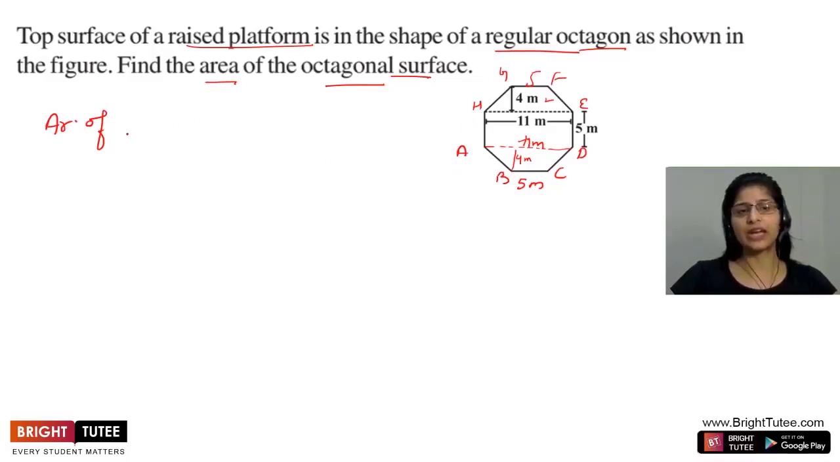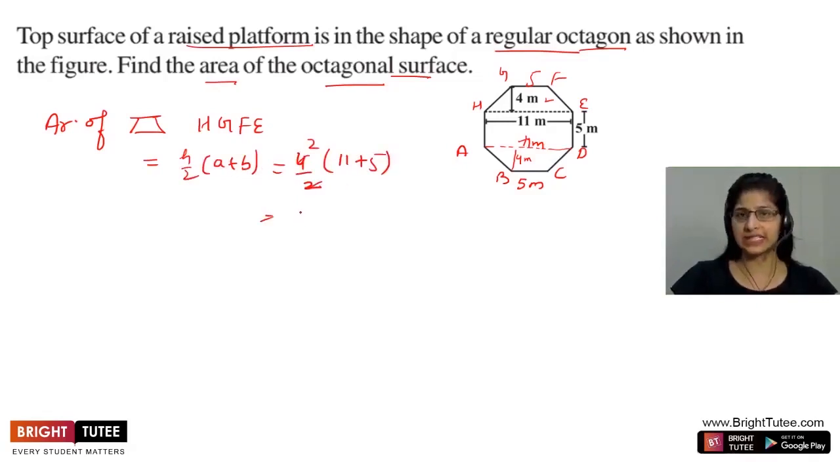Okay, so area of the above trapezium HGFE is equal to height upon 2 into A plus B. Height is 4 upon 2 into A plus B, that is 11 plus 5. So 2 2s are 4, 11 plus 5 is 16. 16 into 2 is 32 square meter. What about this ABCD? ABCD will also be this only, 32.